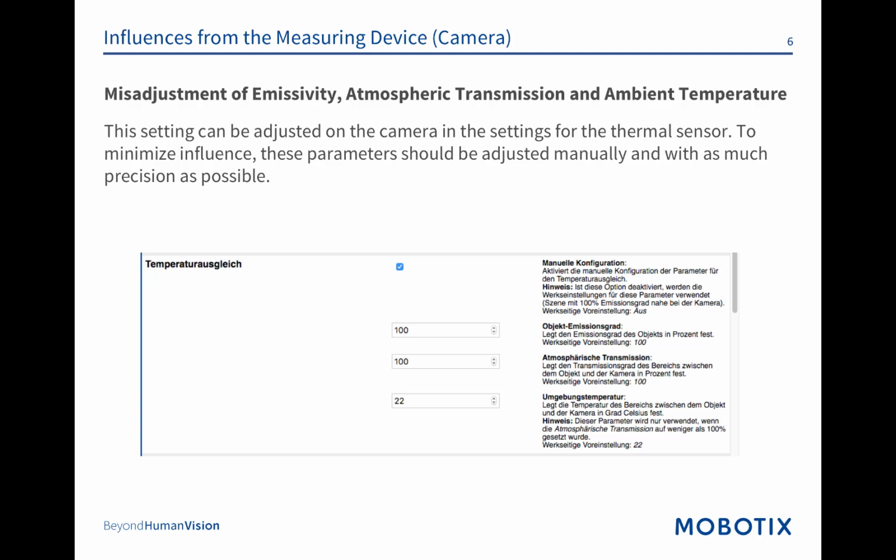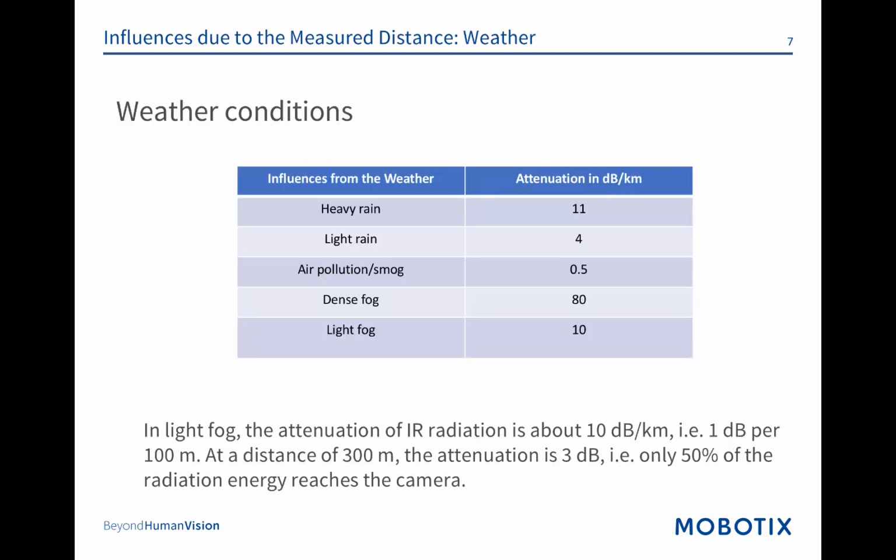So these are values where we can do some settings in order to calibrate these influences. Here we have some possibilities to do this. And of course, we have influences coming from the distance, and this is of course also caused by some effects.